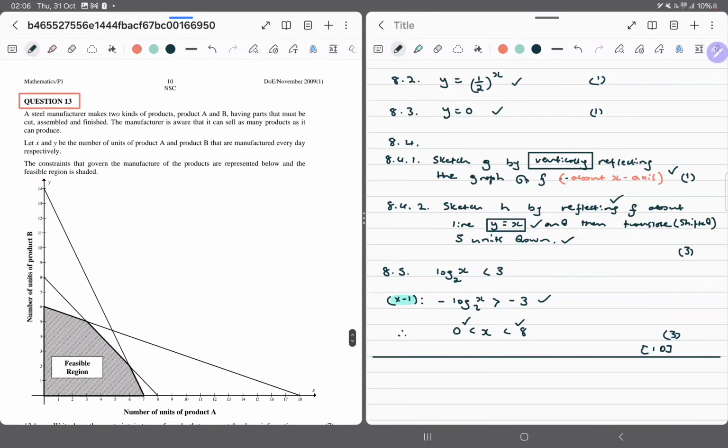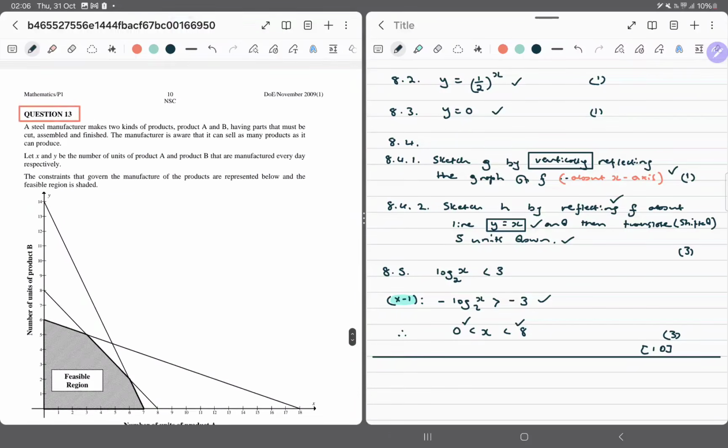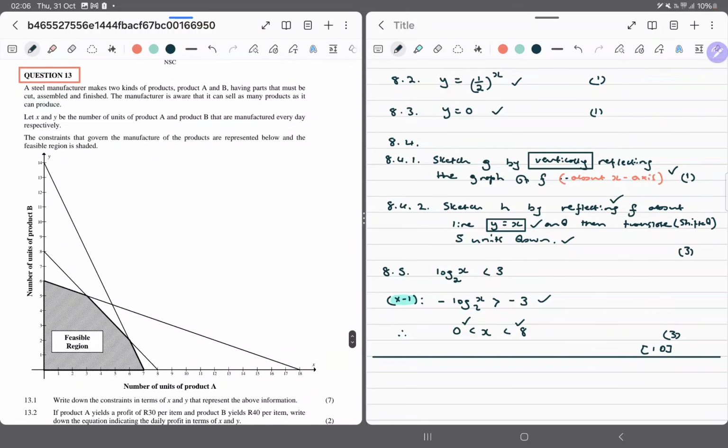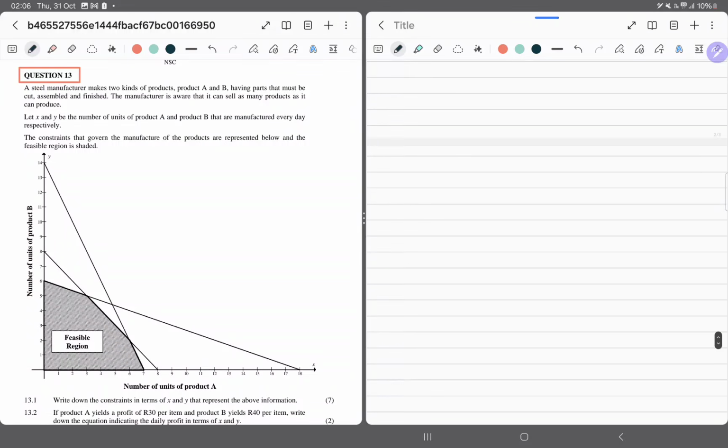Somebody asked for question 13. Now you can see this is linear programming. So I don't know if you guys do this section, but maybe you might be in a curriculum or some program that actually does use this. Let's see if I cannot rush through this question within this moment I have left.